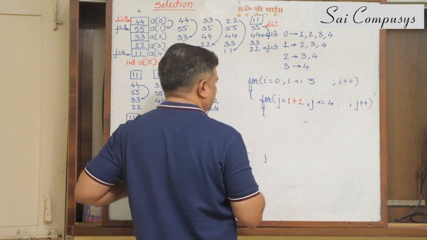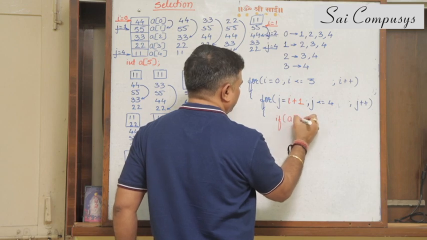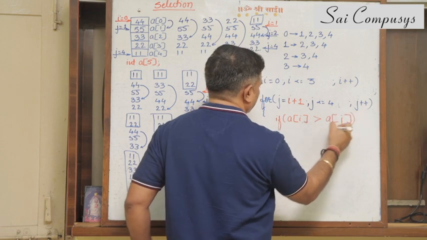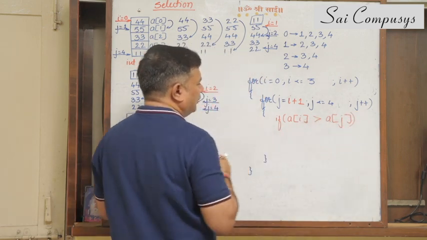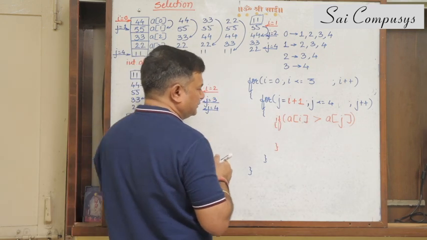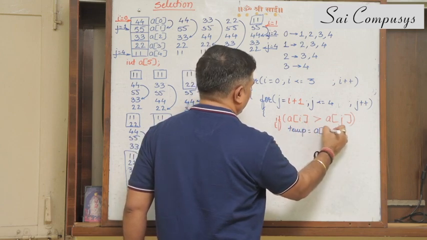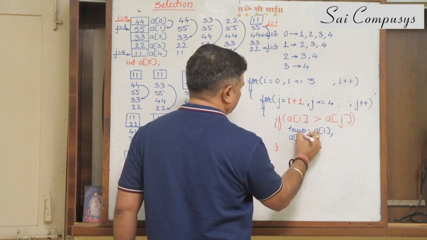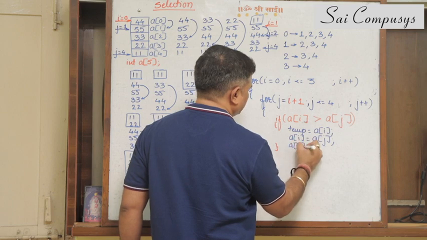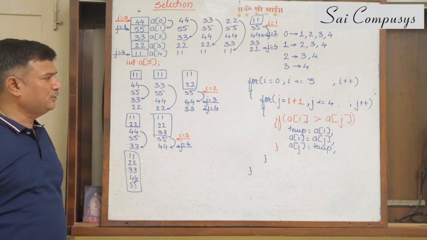Here the real logic takes place. If the ith element of the array is greater than the jth element of the array, if A of i is greater than the element below it, that is A of j, I need to perform the interchange logic. And you know the interchange logic, it's very simple. I'll take a variable temp, and using temp I'll interchange A of i and A of j. temp equals A of i, A of i equals A of j, and A of j equals temp. So this is the selection sort logic for you.